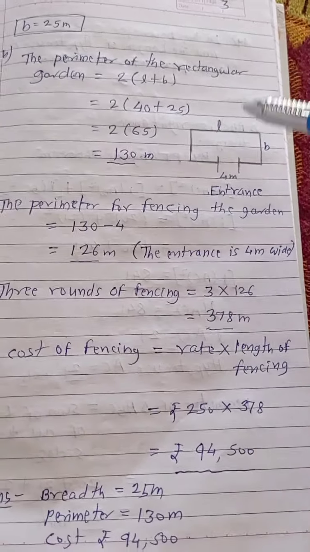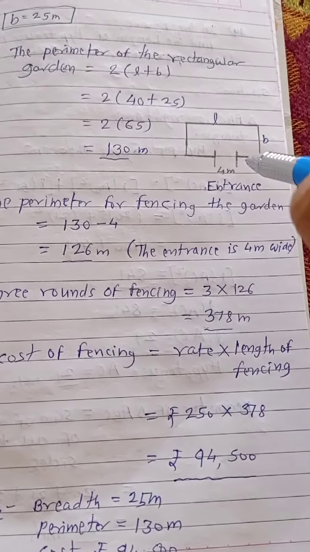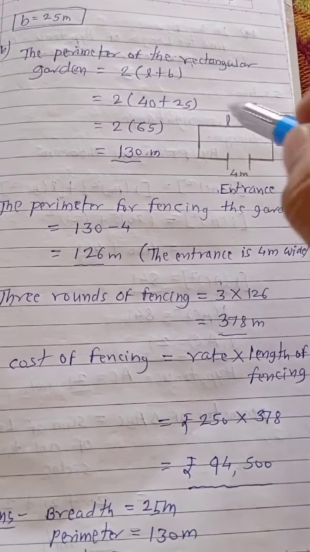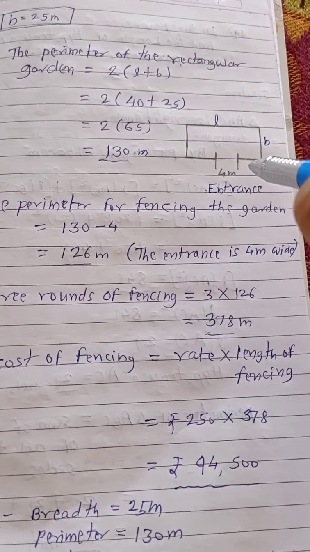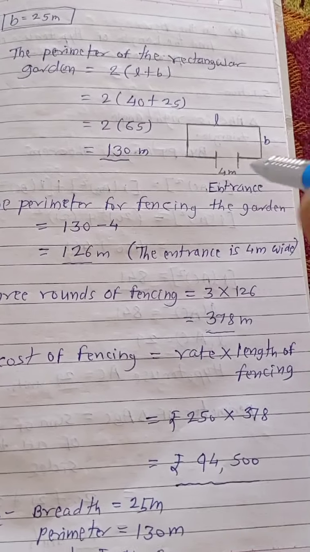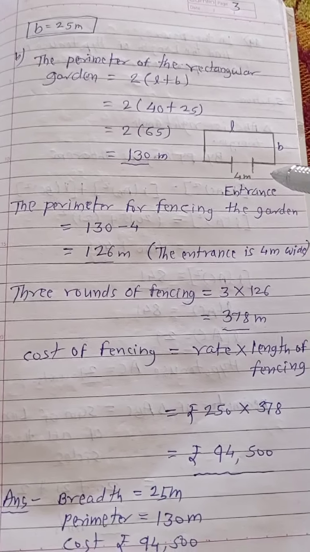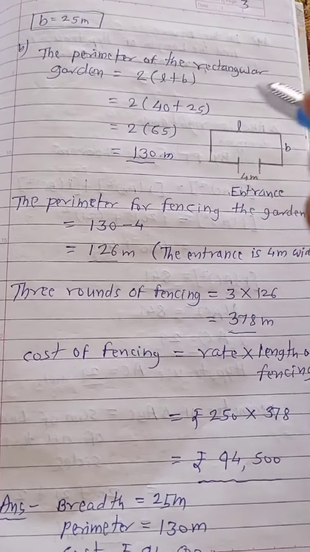Then afterwards here you draw this figure. See, this garden is rectangular, but they kept some gap of 4 meter for their entrance. Therefore you draw the figure this way. Okay, this gap will be for the entrance, for a gate. Therefore you show a rectangular garden with a little bit of gap for 4 meter, that is for the entrance. And here in the second question, first you find out the perimeter of the rectangular garden.